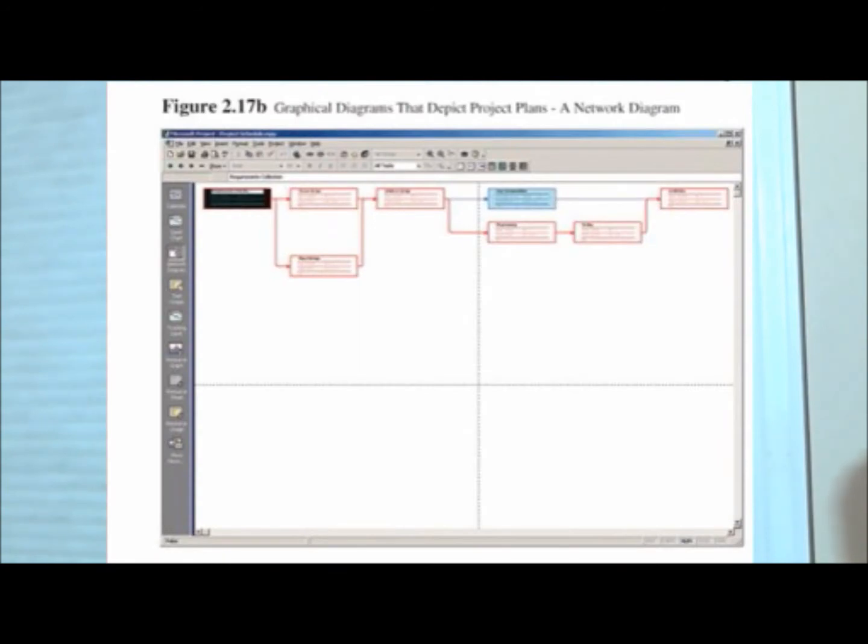Another way of looking at things is this network diagram. It's the next slide along. To be honest, I haven't used these anywhere near as much in practice as I have the Gantt chart. The Gantt chart pretty much gets used; these network diagrams, less so. And what this network diagram does is just show you the interconnectivity between the different parts of the project. Just a different way of looking at things.